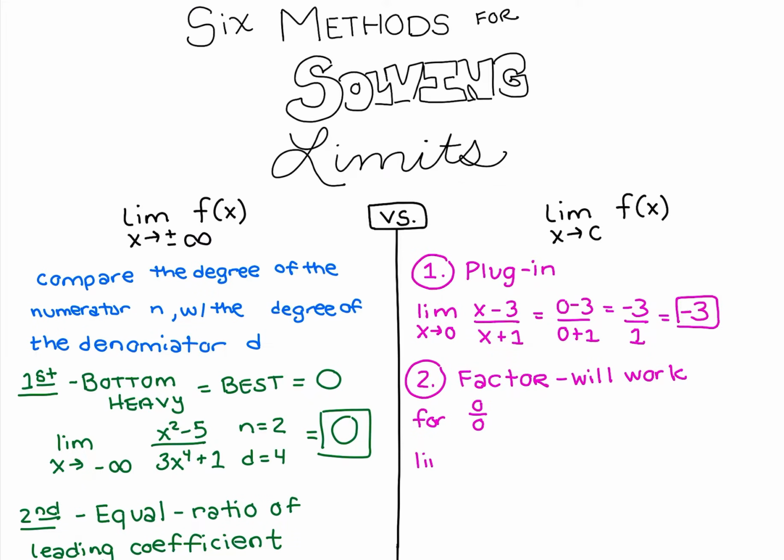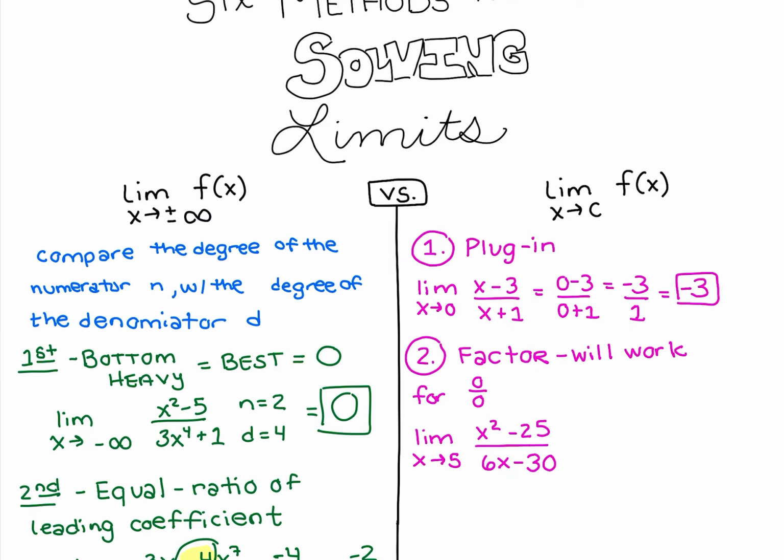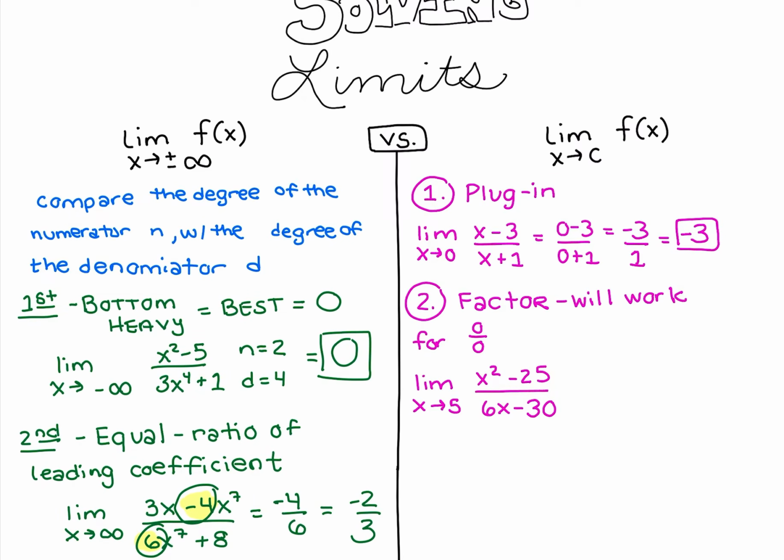So for example, if you have the limit as x goes to 5, and in the top you have x squared minus 25, and in the bottom you have 6x minus 30. Well, you have the limit as x goes to a number. So the first thing you should do is try to plug in that number. If you try to plug in 5, you'd get 5 squared is 25, minus 25 is 0 in the top. The top can be 0.